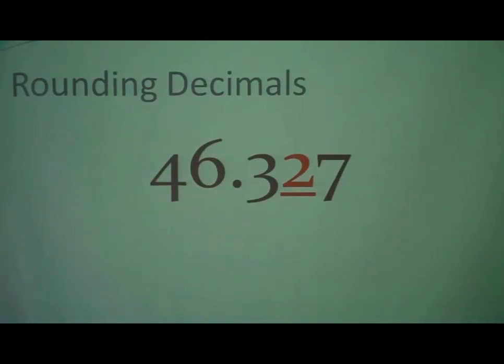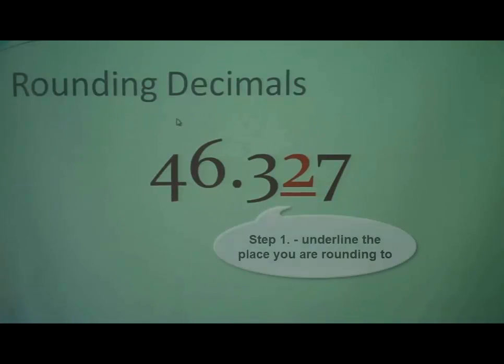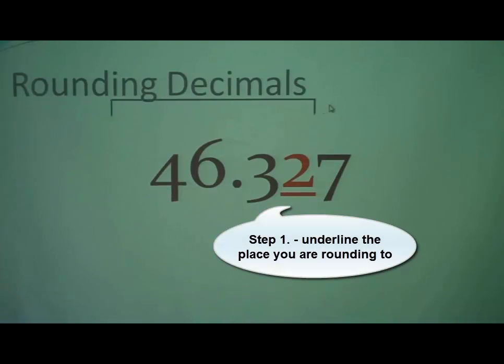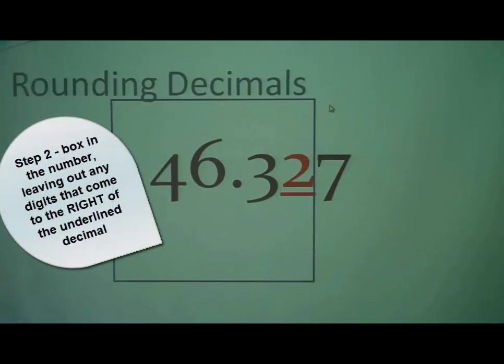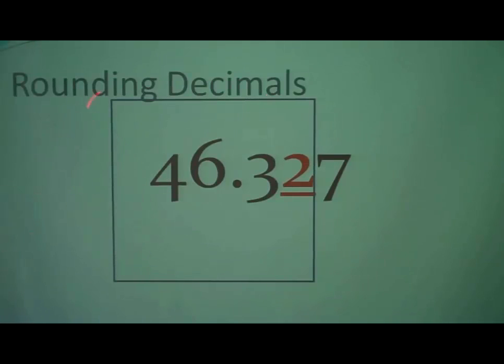Our first number is 46 and 327 thousandths. Notice we've underlined the 2 in the hundredths place, which is the place we're rounding to. Next, we're going to box it in. The reason that we're boxing it is so that the children do not put zeros after the underlined place value. This stops them from putting zeros. We just tell them they cannot write outside the box.